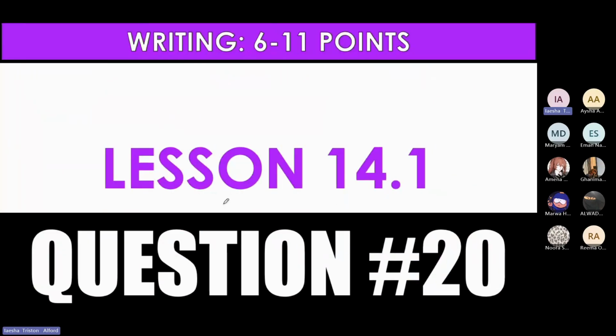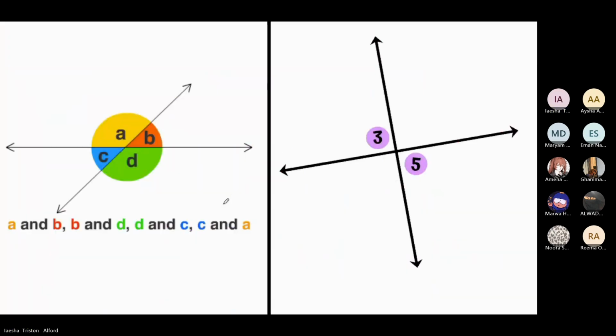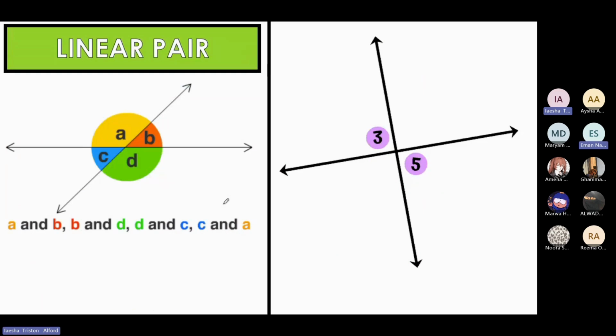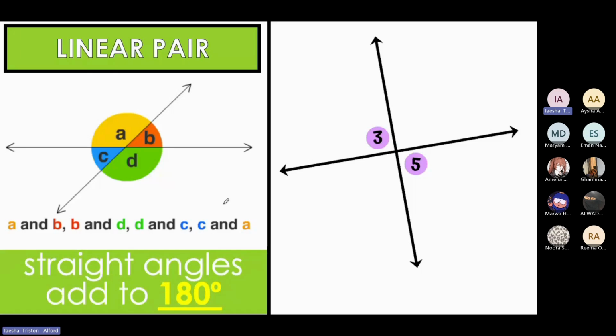Last question, question number 20, coming from 14.1. So again, we have this A and B. It has a name. Linear pair. What do you know about the linear pair again? It's 180. What kind of angle? Supplementary, or straight angle. So straight angle, add to 180.